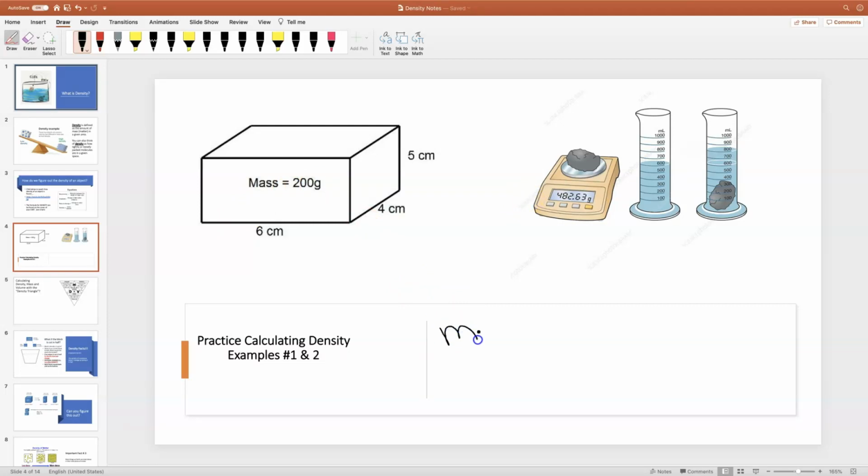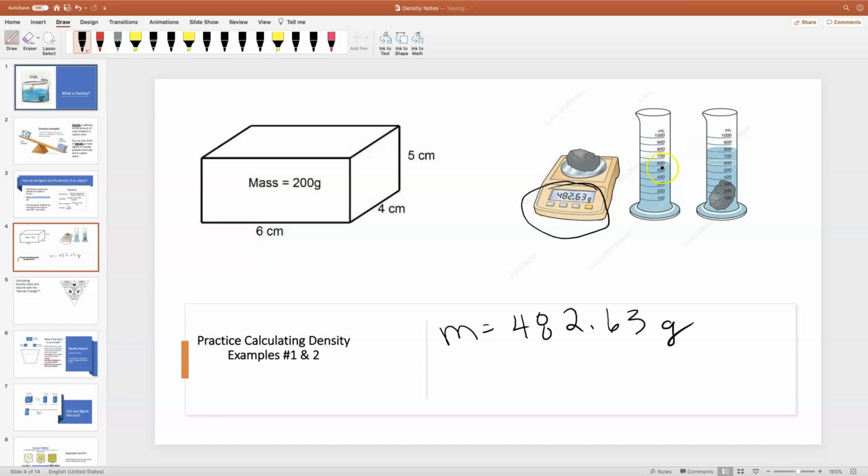Okay, so my mass equals 482.63 grams. And again, that was pretty straightforward. You just looked right on here. They gave you the mass. And then what happens is they can't do length times width times height of an irregular shaped object. So what they do is called the water displacement method.